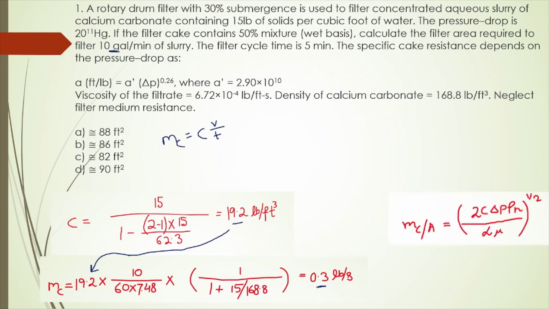So in the original formula, this was your original formula. Now you have found out MC, you have found out C here, you know delta P, which was already given in the question, you know the value of rho, you know the value of N. Alright, and alpha was already given in your question, mu was already given in your question. So you know everything. From here, by substituting all the values, you can easily find out the value of A. So the value of A comes out to be approximately 82 feet square. So among the given options, option C is correct.